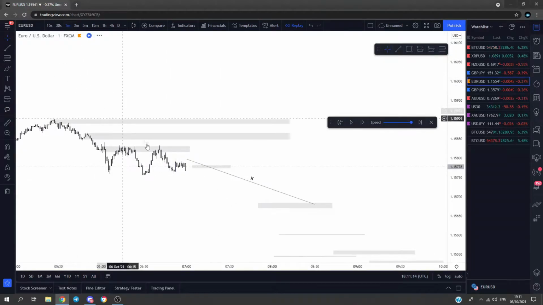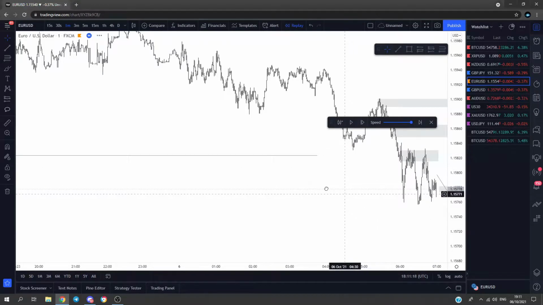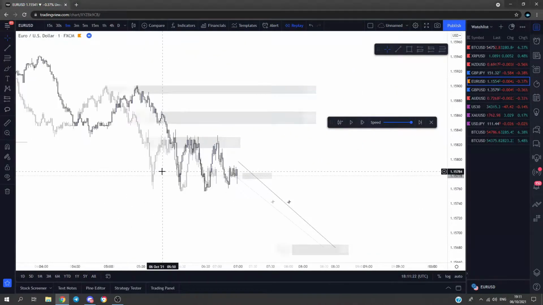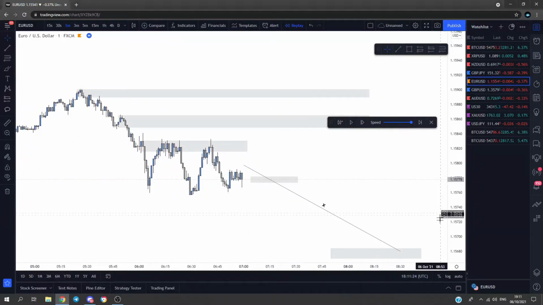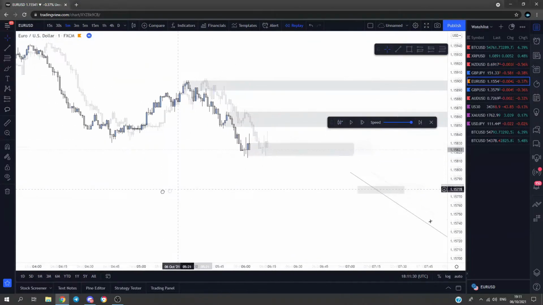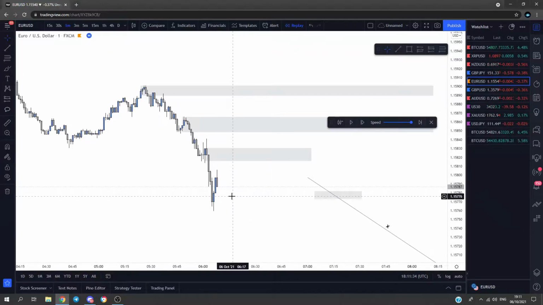If we go to the 1-minute time frame, we can forget about all this now. Price broke structure. We don't need to take this into consideration anymore. So price came down. I'm just going to go back a small bit again. Price came down and created another order block, this one here. So straight away I am looking for sells. Now why am I looking for sells?